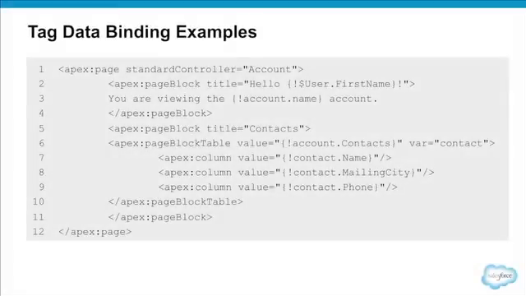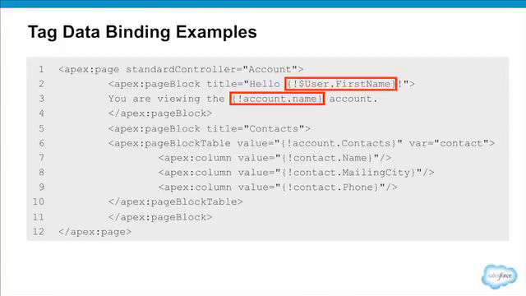Here's sample markup showing a Visualforce page doing a bunch of stuff. You'll see that it's using the standard controller for account, which means that we have an instance variable within the page of the same name. We're using the global variable for the currently logged in user, so we're displaying hello and then that person's name. It displays the account name value here.